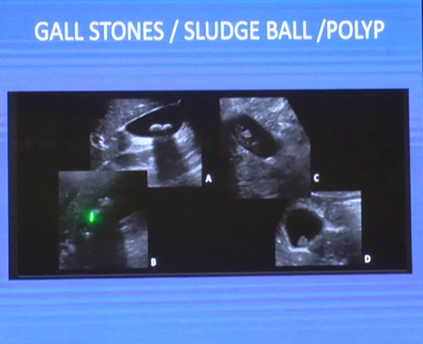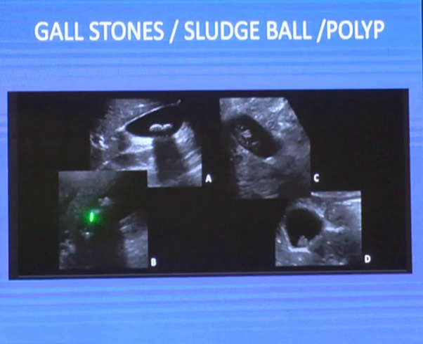So it means within the gallbladder lumen, we may see gallstone, sludge ball and polyps. Gallstones are the most common pathology. They appear as echogenic foci with posterior shadowing and they are mobile during the study. Sludge balls also appear as echogenic foci, but there is no posterior shadowing. They are also mobile. And when we see an echogenic focus that is non-mobile, that means it is adherent to the wall and there is no shadowing, that is a polyp.